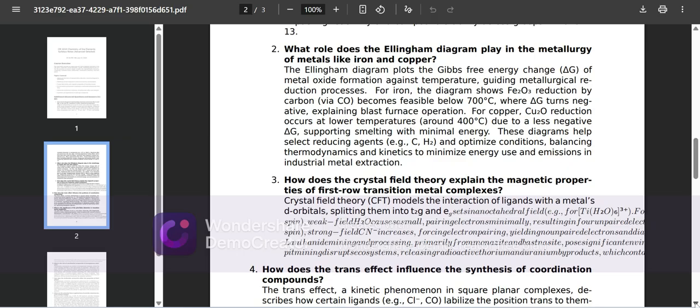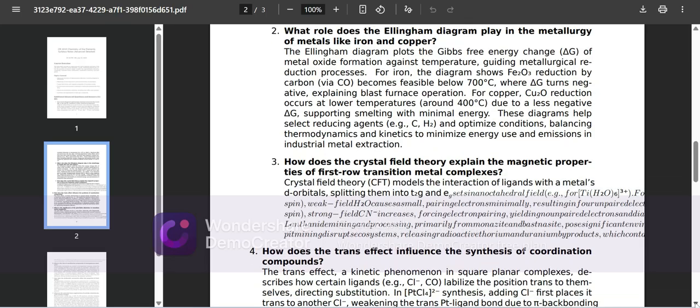For copper, Cu2O reduction occurs at lower temperatures, around 400 degrees Celsius, due to a less negative delta G, supporting smelting with minimal energy. This diagram helps select reducing agents, for example carbon and hydrogen, and optimize conditions, balancing thermodynamics and kinetics to minimize energy use and emissions in industrial metal extraction.